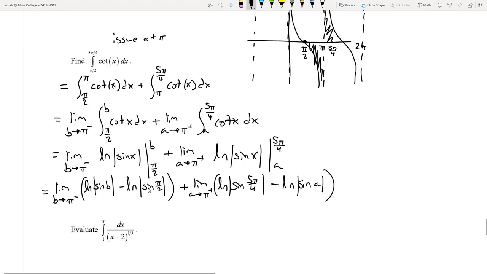So we'll go ahead and evaluate here. We've got pi, right? Sine of pi is going to be 0. So this is a problem. We got negative infinity. Sine of pi halves is 1, so we get 0 here. So we've got a problem. This limit doesn't exist. If this limit doesn't exist, then it does not matter.